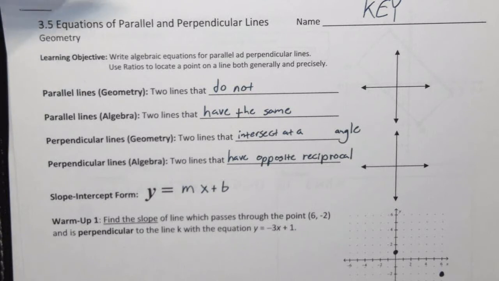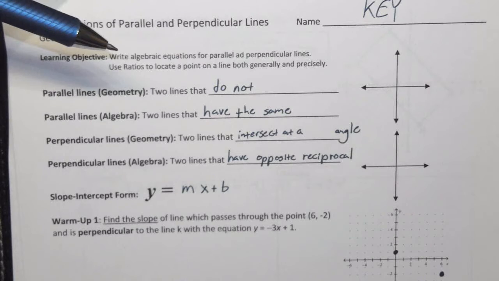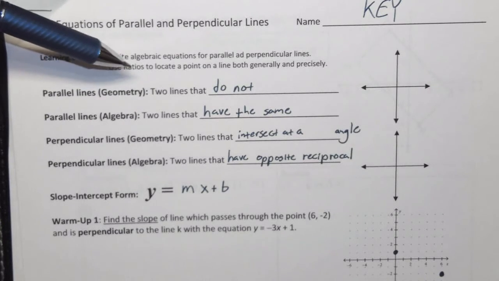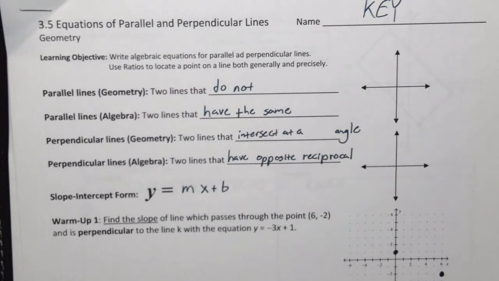So our major objectives are going to be to write algebraic equations for parallel and perpendicular lines, and we're going to use ratios to locate a point on a line that is both generally and precisely. So we are going to be doing a little bit of work right here. Let's see if we can take a look. So to begin with, we've got some definitions right here, but these are going to once again kind of up the ante a little bit. So let's take a look.